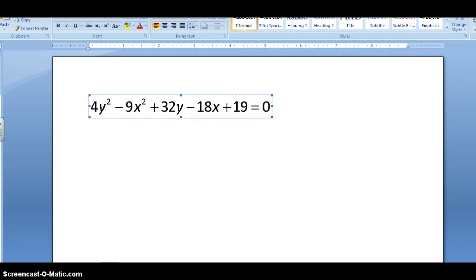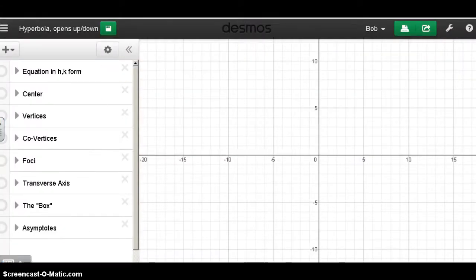Okay, so hopefully you've turned the equation to HK form, and we are going to look at hyperbolas. Now what's interesting about hyperbolas is that there's actually two different cases that we need to consider. And the first one we're going to look at is this one, and there are two Desmos files I'm going to reference here, and they're both available to you on Edmodo, so I hope you make use of them.